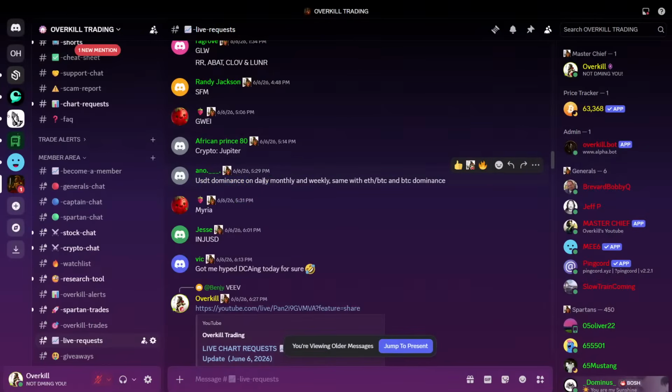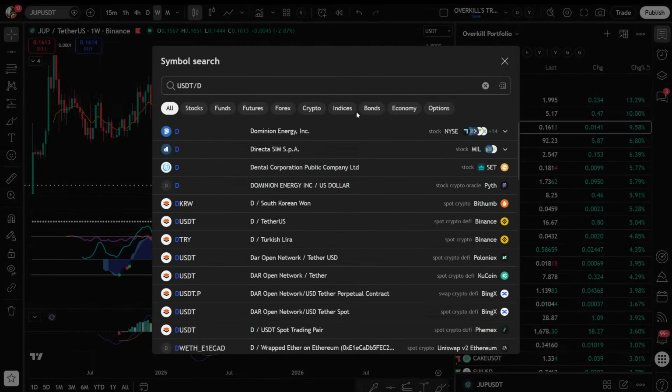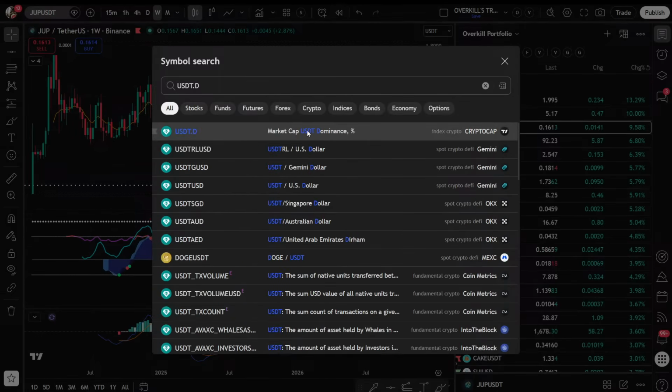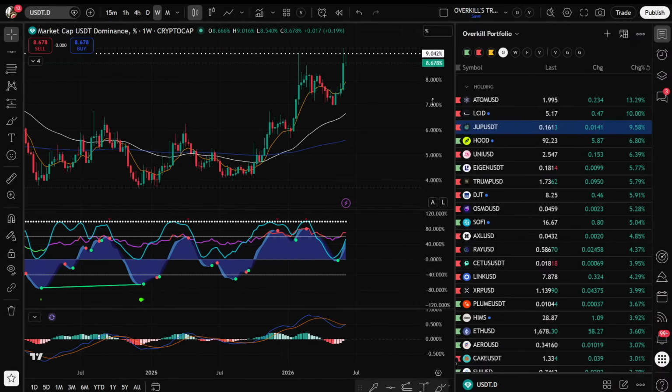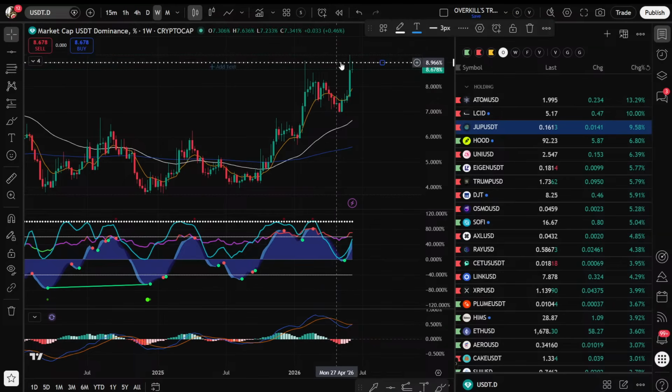USDT dominance on the daily, monthly, and weekly time frames. USDT.D measures the dominance of crypto that is invested into stablecoins, and you could see we're topping out here. We topped out here, we pulled back a little bit, and that is a double top. So that is actually bullish for the markets.